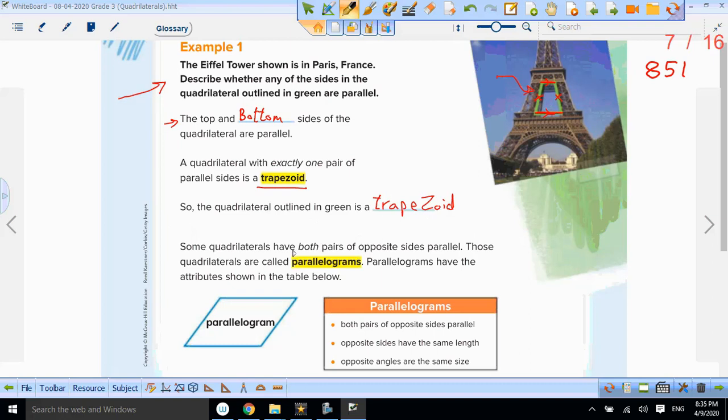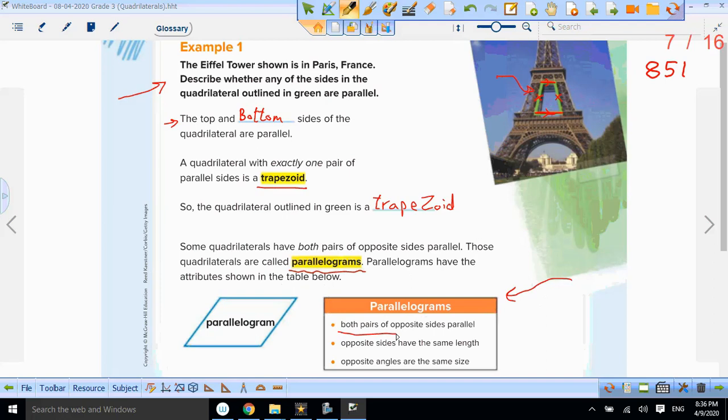Some quadrilaterals have both pairs of opposite sides parallel. Those quadrilaterals are called parallelograms. Parallelograms have the attributes shown in the table below. This is a very, very important tip. Okay?